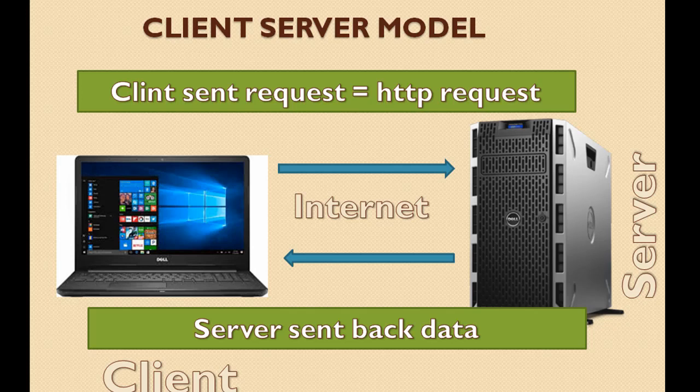Client-server model means a client sends a request to the server, and the server sends back data to the client in a browser. For example, while opening Facebook, you will type www.facebook.com in a browser. As you press the enter key or click on go, your browser sends a request to a server, which is known as an HTTP request. After that, a server sends back data to the client in a browser. That is the home page of Facebook. So this is called a client-server model.